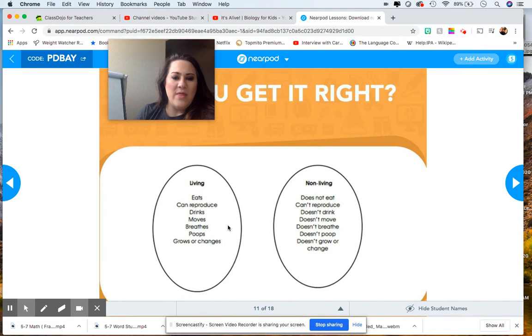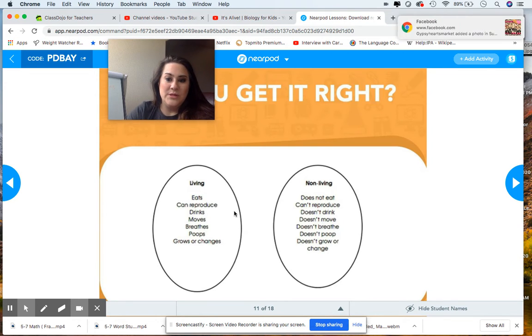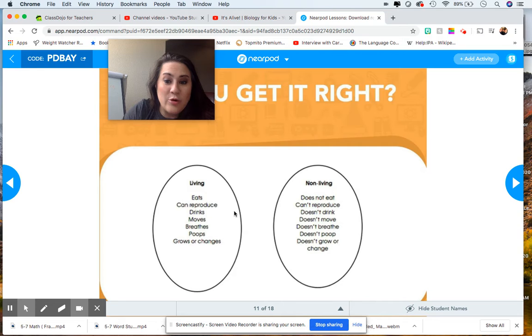So we know that a living thing is going to eat. It can reproduce, which means that it can have other babies or smaller things like it. It drinks, it moves, it breathes, it can go to the bathroom, and it grows and it changes. Non-living things do not eat, cannot reproduce. They don't drink. They don't move. They don't breathe. They don't go to the bathroom, and they don't grow or change. They're just kind of there.